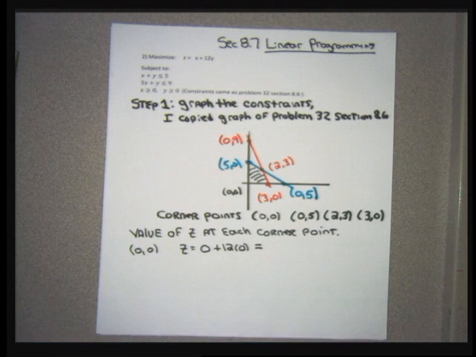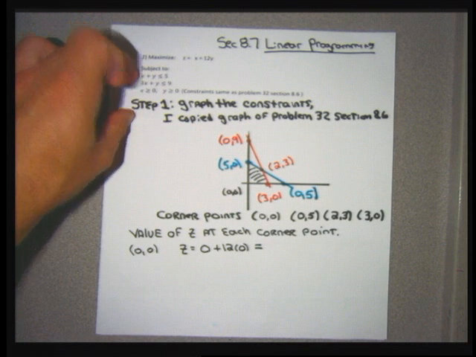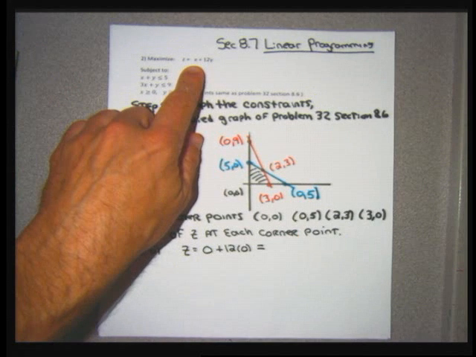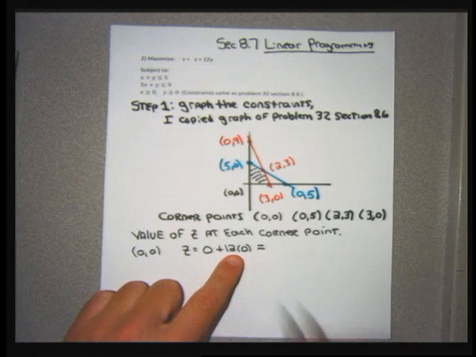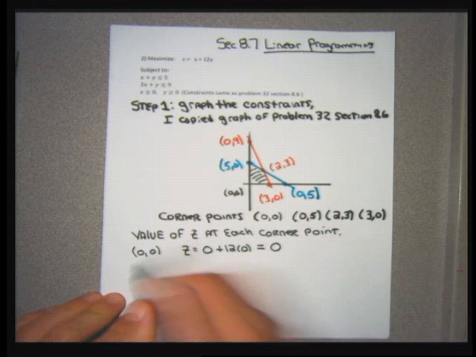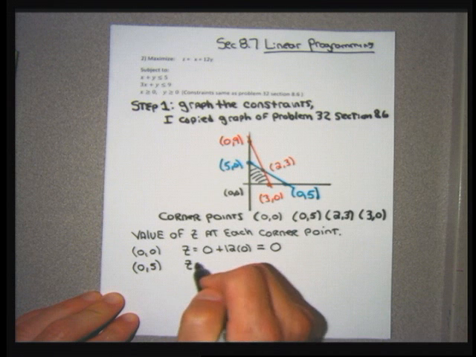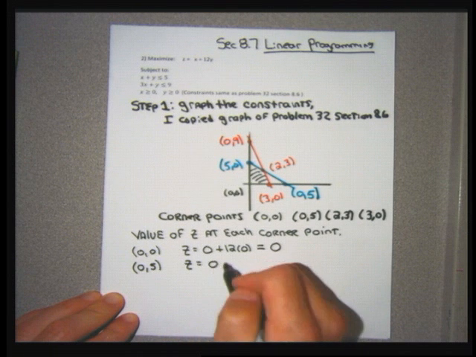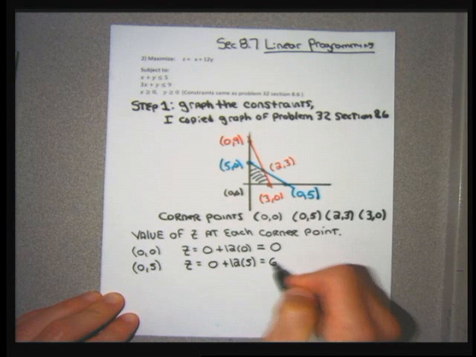lecture here. So to solve any linear programming problem at the college algebra level, you graph the constraints, you shade, you find corner points, then you take each of the corner points and put them into the function that you're trying to either maximize or minimize, plug the x value and the y value in, and simplify. When I plug 0, 0 in, I get 0 plus 0, which is 0. When I plug 0 in for x and 5 for y into the maximize function, I get 0 plus 12 times 5. And that's 0 plus 60, which is going to be 60.